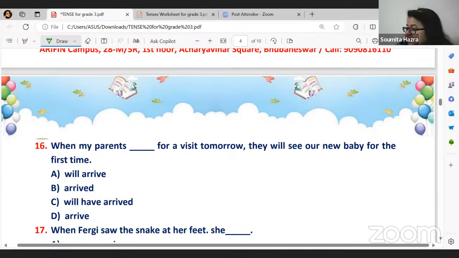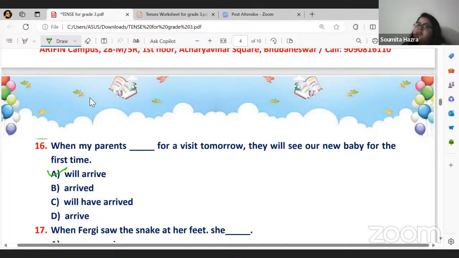Question number 16. When my parents will arrive for a visit tomorrow, they will see. Now you can say, ma'am, this is also a part of our planning.